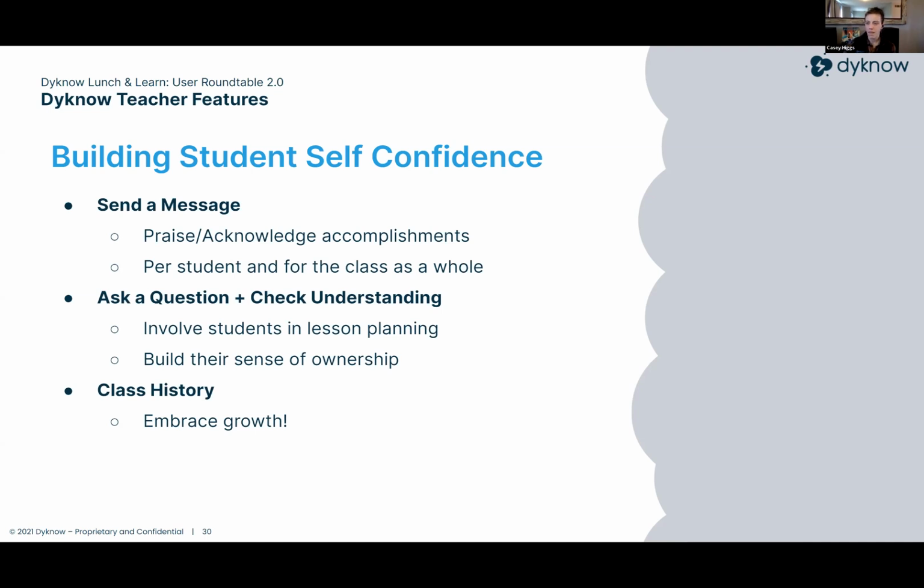Let's see. Another thing too, in terms of building student self-confidence in Dyno, this is kind of similar to that acknowledging accomplishments one. You're embracing growth. So this is you as a teacher, recognizing that, hey, we're all human, right? We're not perfect. We grow by making mistakes. So Dyno's class history feature is really going to help you here. No student is perfect. No adult is perfect. Mistakes are inevitable, right? So help build confidence by acknowledging failure, acknowledging mistakes, but remind students that this isn't permanent, right? They're not defined by this.